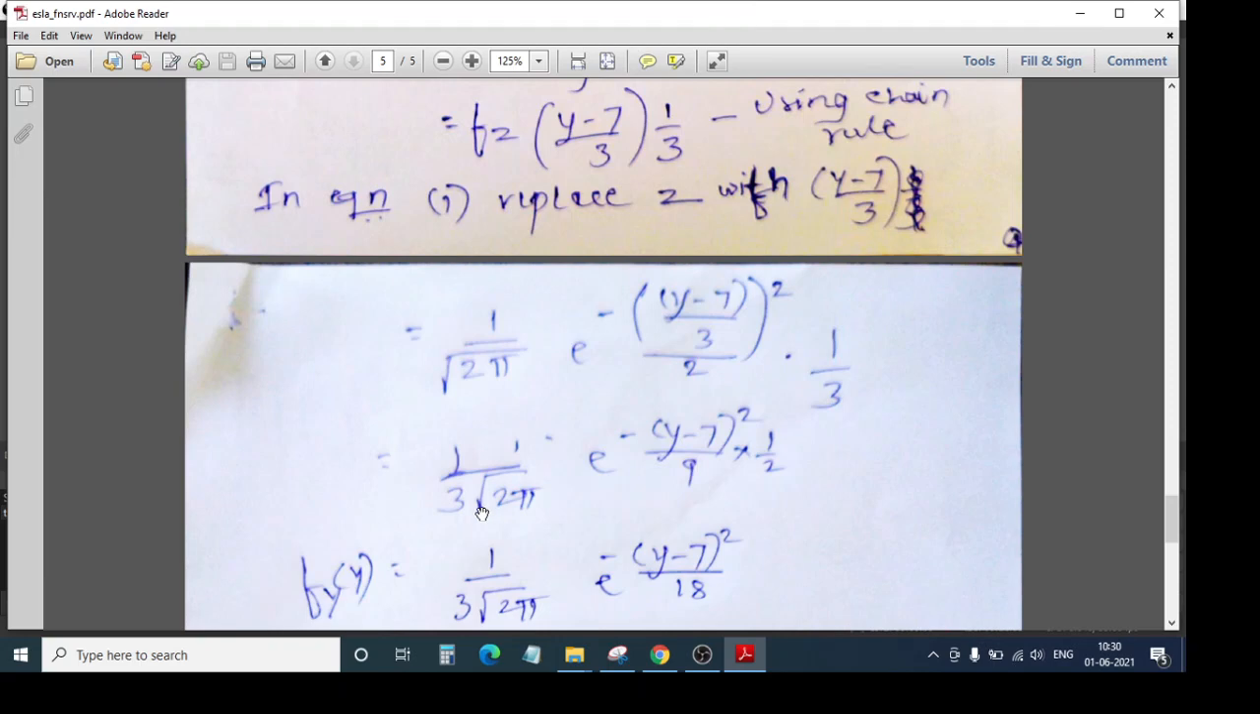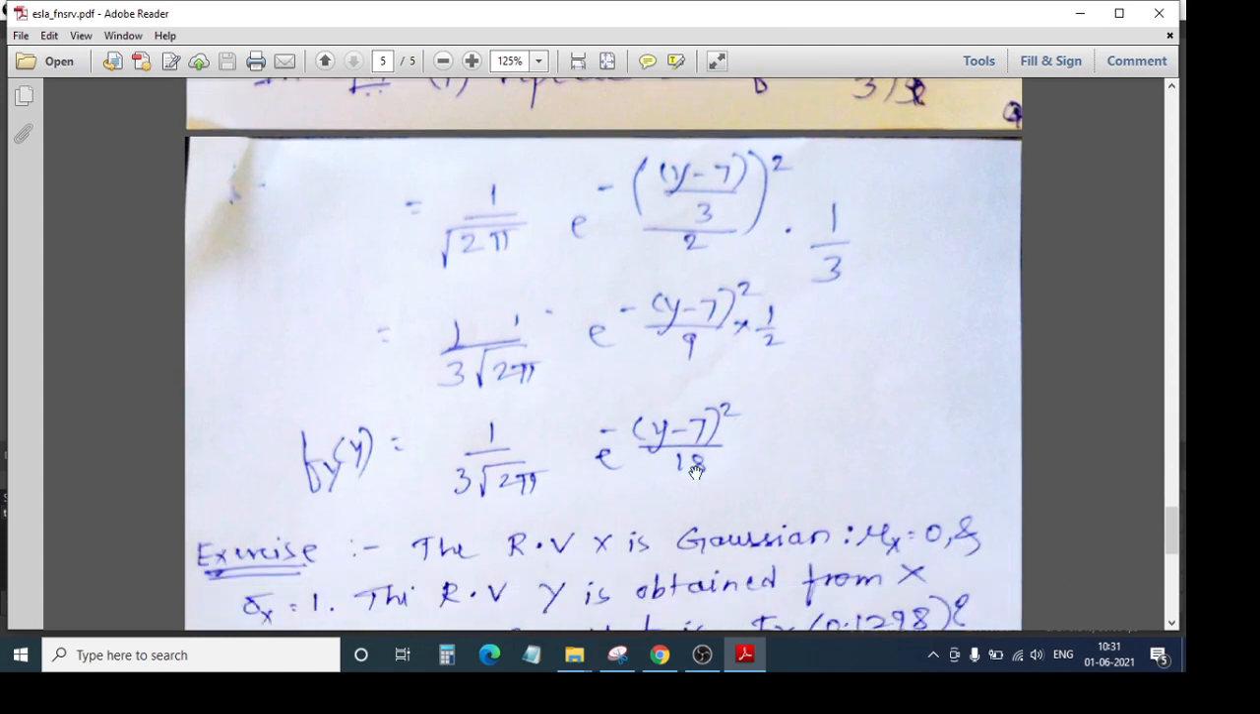Now this 1 by 3 goes here, it becomes 1 by 3 square root of 2 pi, e raised to minus (y minus 7) the whole square divided by 9. So this 3 square becomes 9, into 1 by 2, so this becomes 18. Therefore you can observe that it is 1 divided by 3 square root of 2 pi, e raised to minus (y minus 7) the whole square divided by 18.